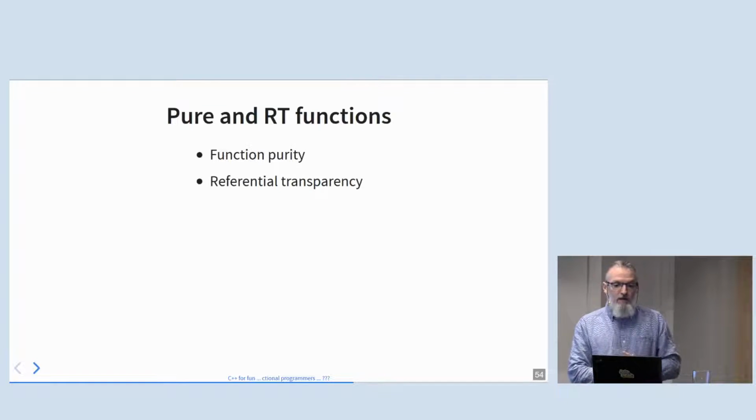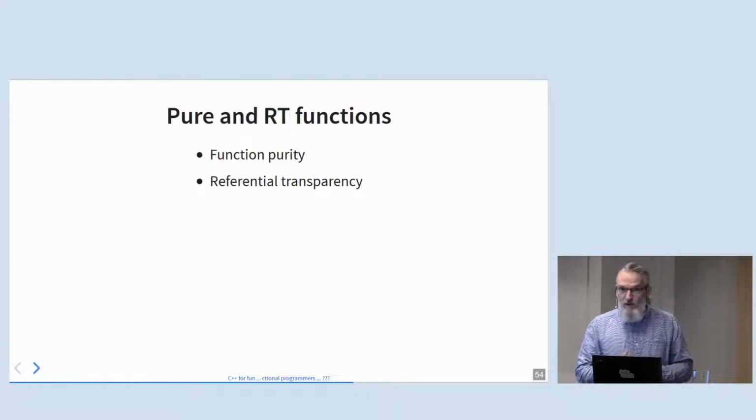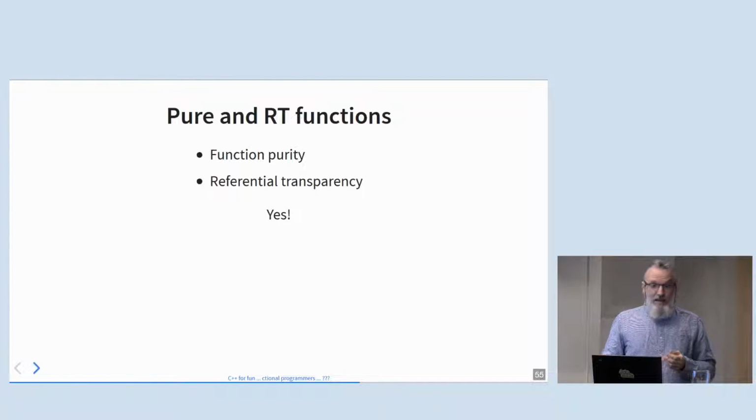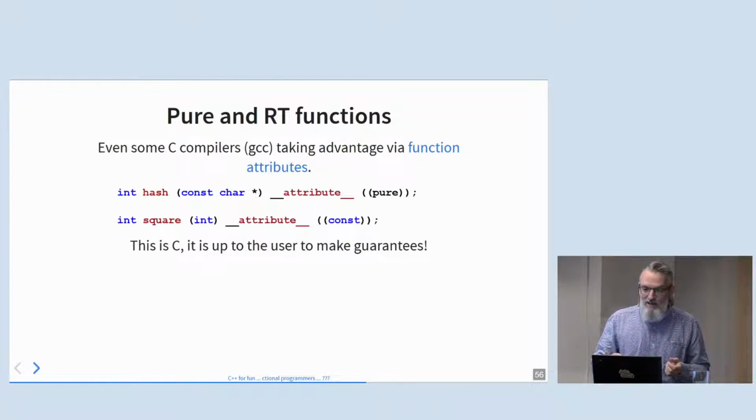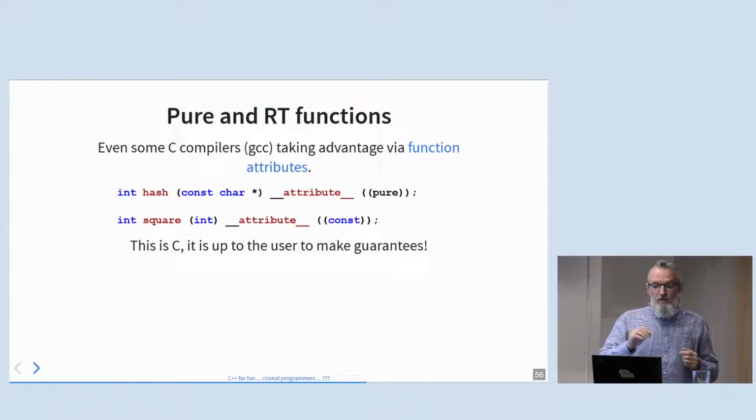So let's look at pure functions and referential transparency, because this is also something functional programmers like. And these concepts are not exclusive to the functional world, right? Even in C, some compilers allow you to put attributes on a function to tell the compiler this is a const function, so a referentially transparent function, or a pure function. So for GCC, you can do it like this. Why? Because the compiler can optimize code, right?